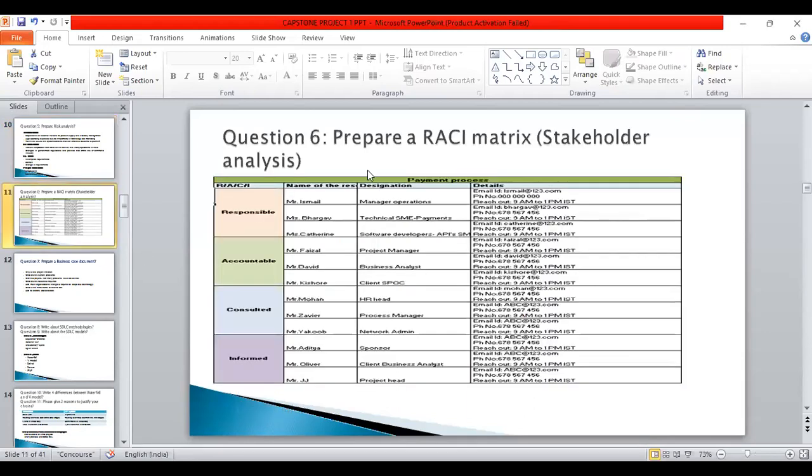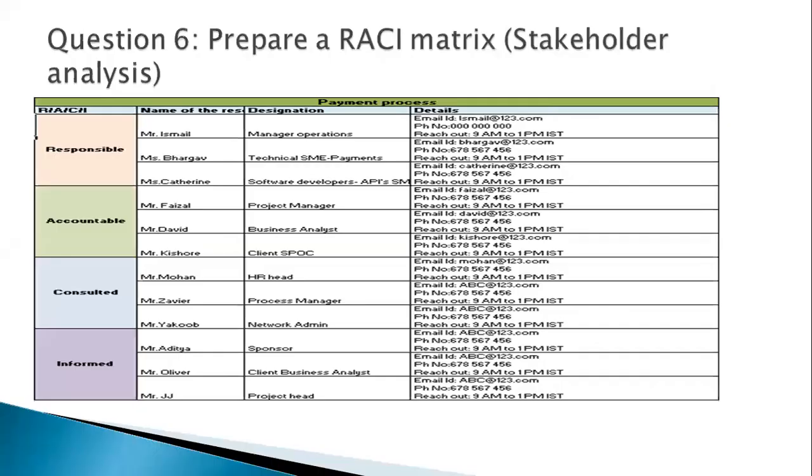So guys, the next question here is the RACI matrix. This is a very interesting question. We all know that RACI stands for responsible, accountable, consulted, and informed. Please look at the screen very carefully. Whenever you're doing a RACI matrix, we are doing stakeholder analysis. Whenever we're talking about the phases of the project, we are telling who will fit where: who is responsible for the project, who is accountable, who is consulted, and who is informed.